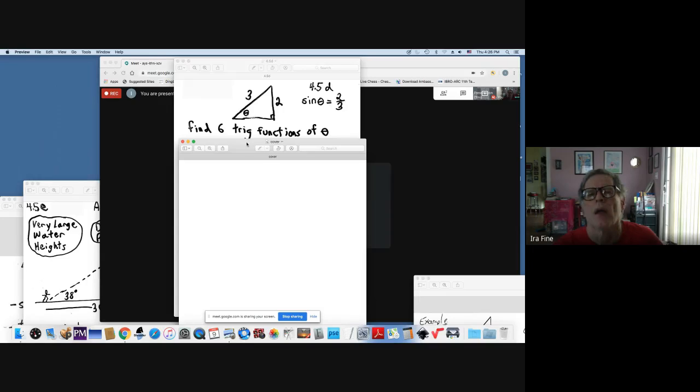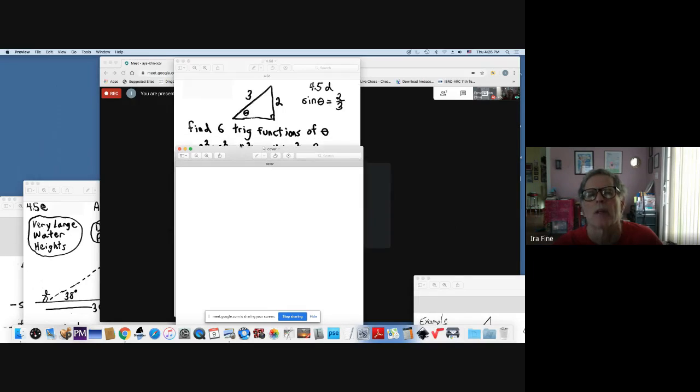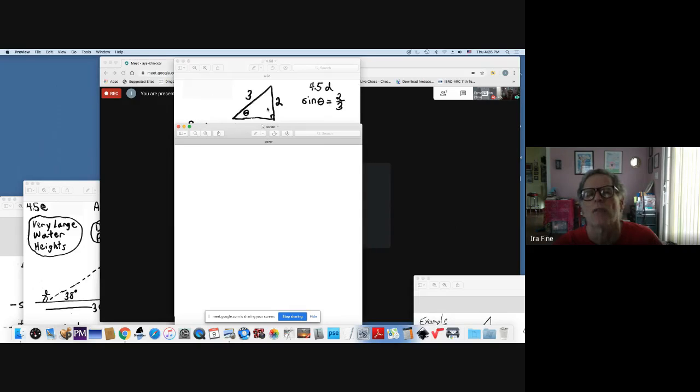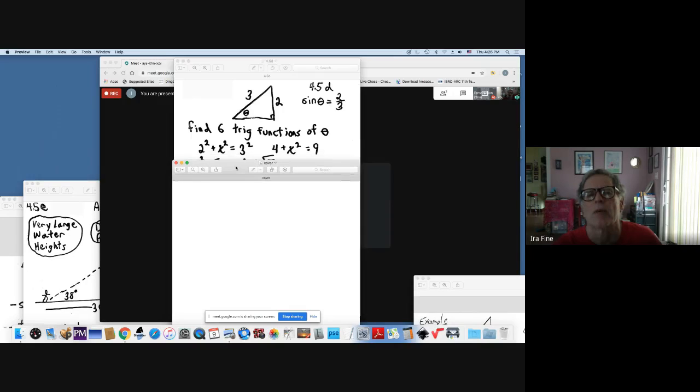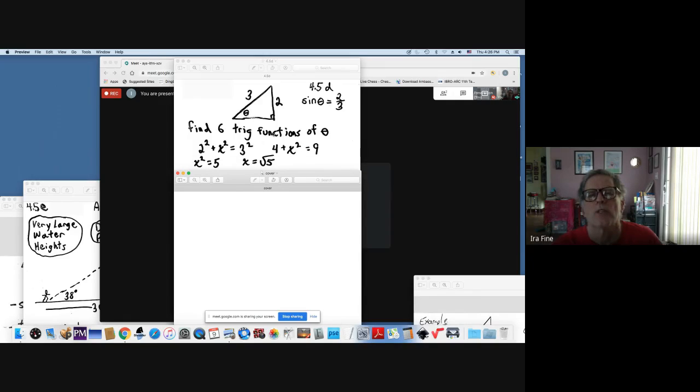Now, a good way to do a problem like this is to start off by using the Pythagorean theorem to find this side. So that's going to give you 2 squared plus x squared equals 3 squared, calling this side x. Solve, you're going to get 4 plus x squared equals 9. x squared equals 5. So this side here is going to be the square root of 5.